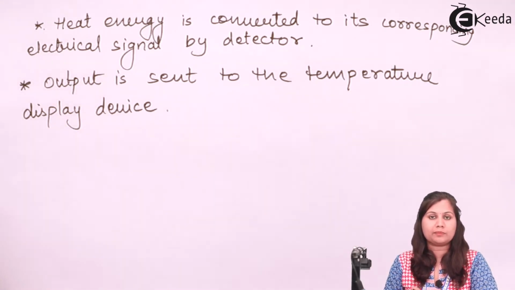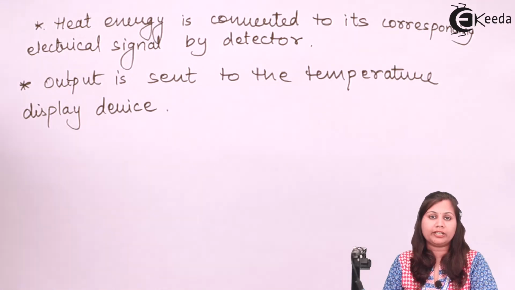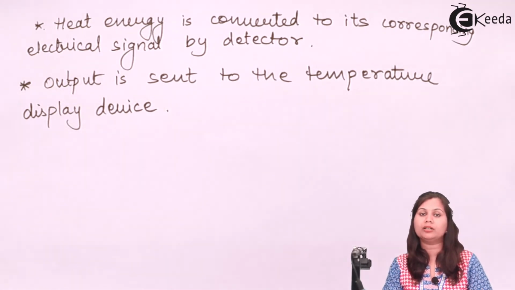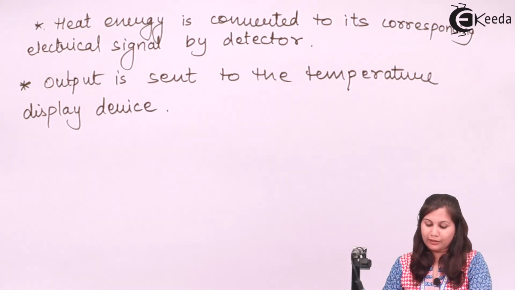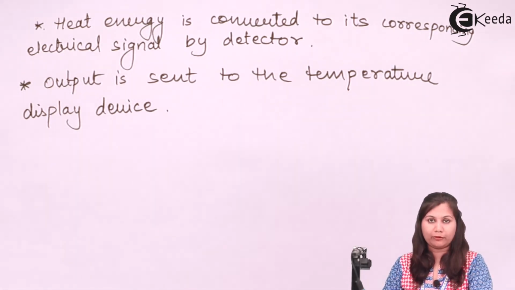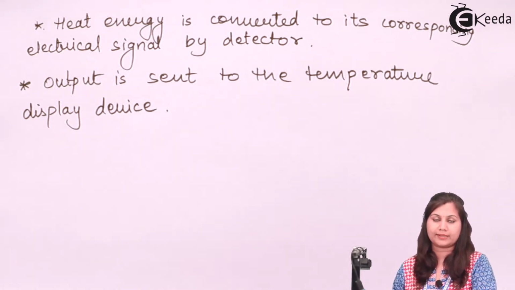First, the energy is collected by the lens and then given to a detector. Then the detector converts it into a corresponding electrical signal, and that electrical signal is given as an output, which is proportional to the temperature of the object. Okay, so that was the working of the radiation pyrometers. Now comes its advantages and disadvantages.